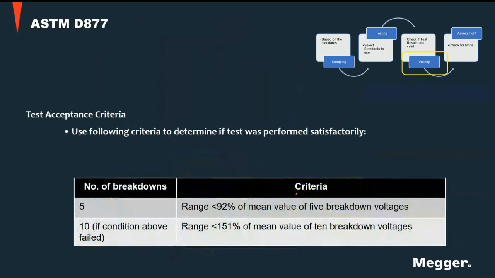Okay? So again, the 877 has this criteria. Number of breakdowns 5, the range is 92. And if the condition above failed, for example, if with the 5 breakdowns the test validity still failed, then you need to continue with the 10 breakdown voltages. But you need to also increase the limits of testing criteria. Just the testing criteria, not the oil criteria. Okay? So the range must be less than 151. What is the range again? This is the maximum minus minimum voltage we got.